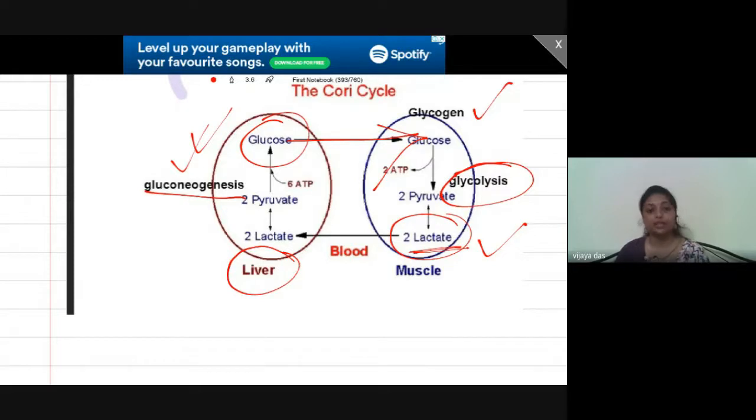यानी मसल्स डायरेक्ट ग्लूकोज नहीं बना रहा है, वो लैक्टिक एसिड बना के लिवर को दे रहा है, लिवर उससे ग्लूकोज जनरेट करता है. So ultimately all the free glucose that we are getting from the glycogen is generated by whom? Is generated by the liver.